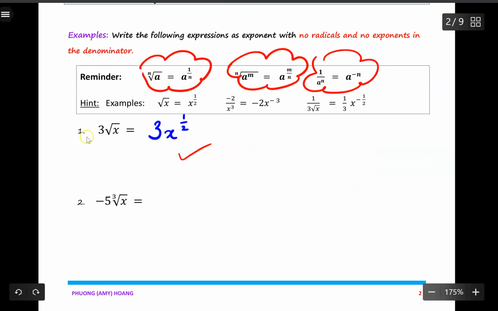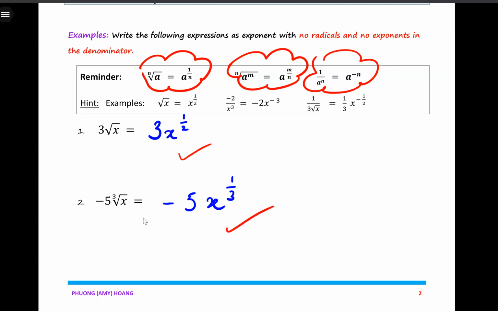So the next one, you see the difference between number 1 and number 2 is the number 3. Now, if I write this number 3 in this form, then that means it's the cube root. So in this case, you should have minus 5 times x raised to the exponent 1/3. So this is very simple to recognize. Does this kind of solution explain itself?